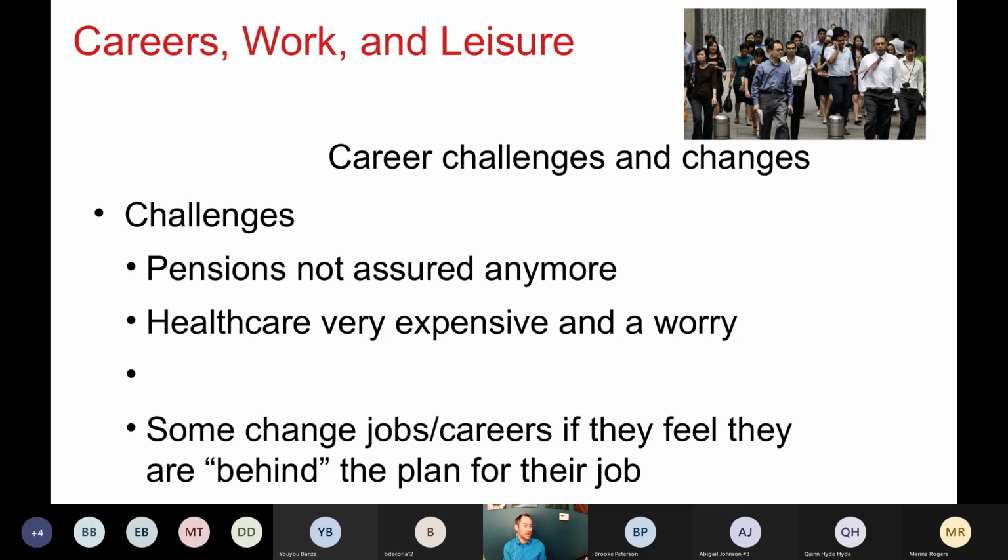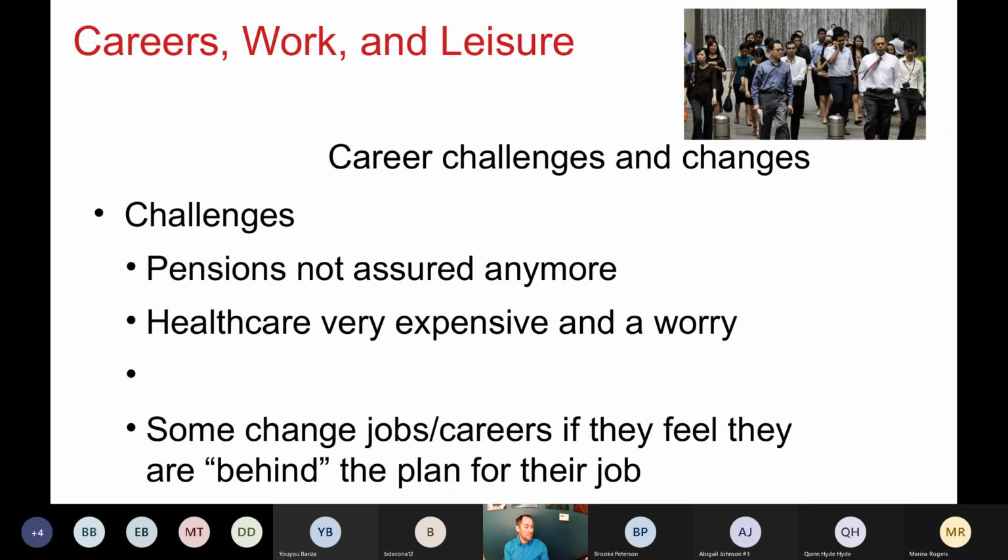So with this, also, pensions aren't necessarily assured anymore. Healthcare is more and more expensive all the time. So that's a worry as well. So if I leave, do I still get to keep this healthcare, or did I even have healthcare? These are really big questions that people in middle adulthood might not have expected when they got into their careers in the first place.